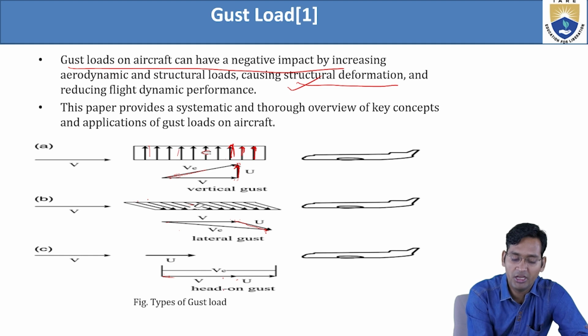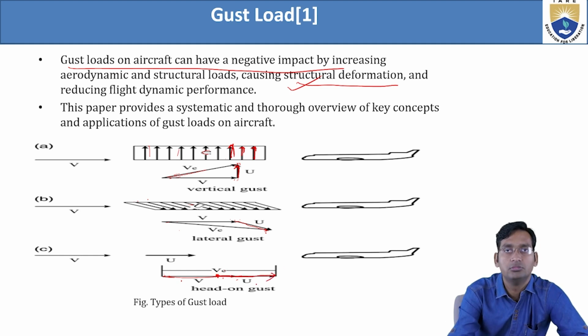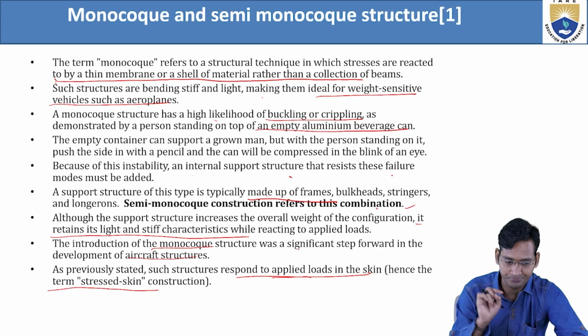The third one is what? Head-on gust. So again V, VE and V to U. Let's see, from V to VE direction, the direction of U will be there. So this type of gust is called the head-on gust.